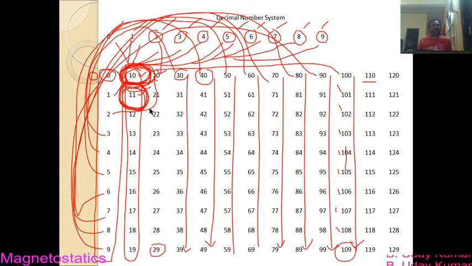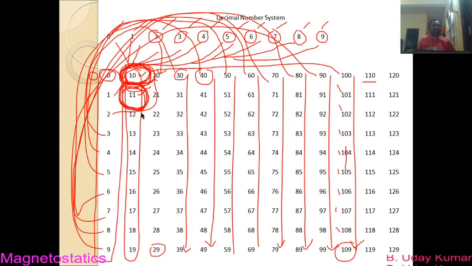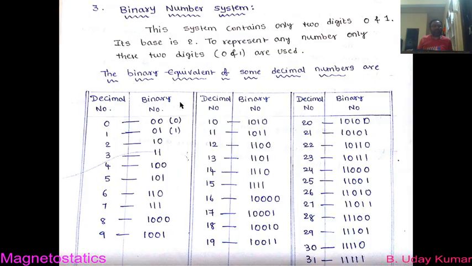Okay, so this is the decimal number system, right? If you have understood what the decimal number system is and how we write the numbers, in our next video or class, we will try to understand how we write the binary number system with the same logic that we used in the decimal number system. Okay, I hope it is clear.